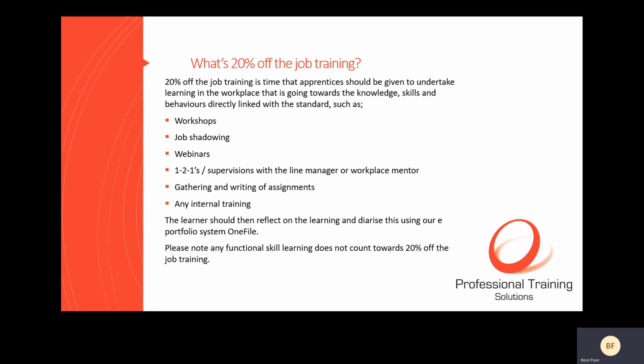So what do we mean by 20% off the job training? This is time that the apprentices should be able to take during their workplace hours and will be put towards their knowledge, skills and behaviour, directly linked to the standard. 20% off the job training can take place through workshops, job shadowing, webinars, one-to-one supervisions with either their line manager or workplace mentor, having time to gather and write assignments and complete the research for those, and any internal training that the workplace may offer.